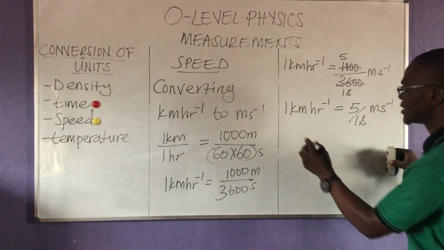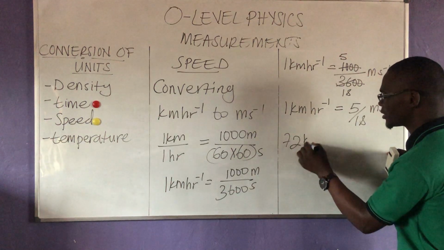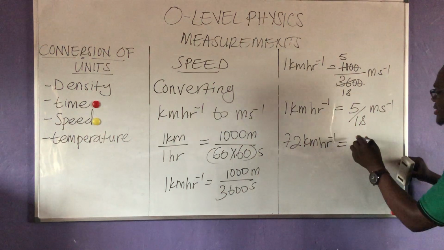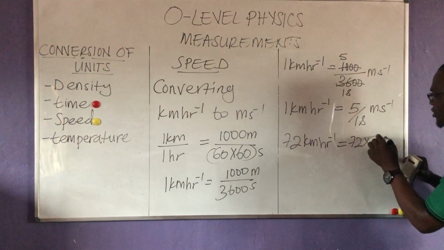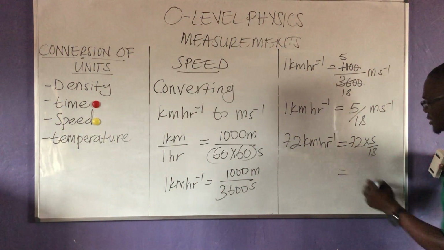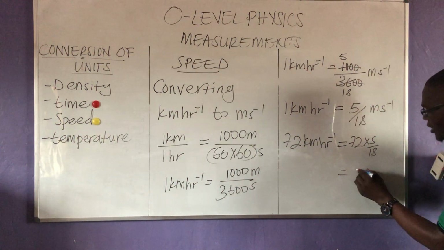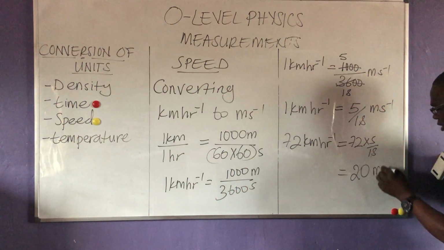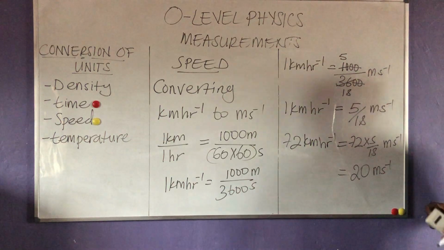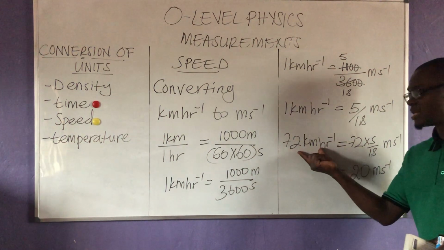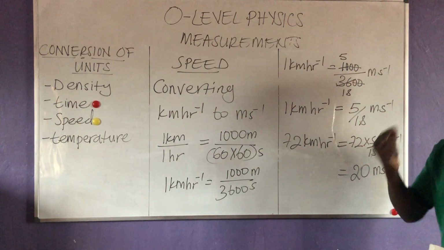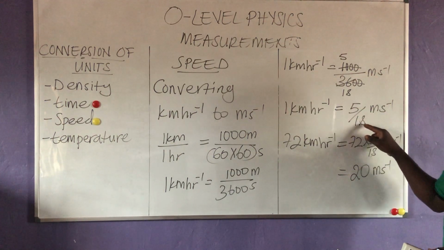For instance, 72 kilometers per hour. This gives us 72 times 5/18, which, if we reduce, gives us 20 meters per second. So that is how we convert from kilometer per hour to meter per second. We multiply our value by 5/18.